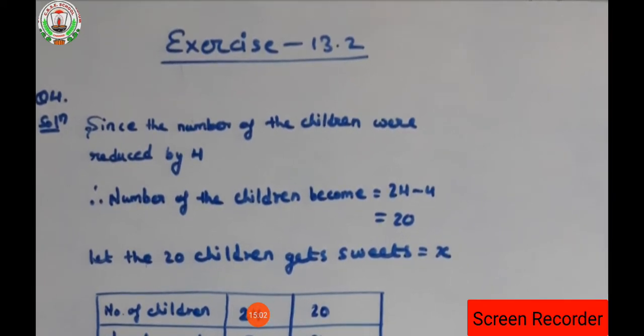In question number 4, it is said that if a box of sweets is divided among 24 children, they will get 5 sweets each. How many would each get if the number of children is reduced by 4? So the number of children is reduced by 4. If 24 is the total number of children and 4 children are reduced, how many children are left? That is 20 children, because 24 minus 4 is 20.